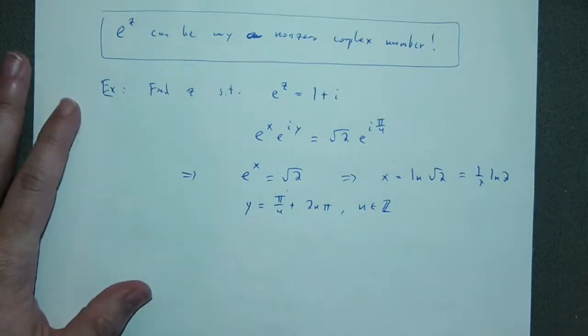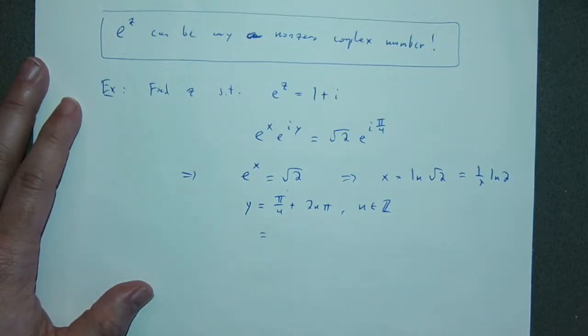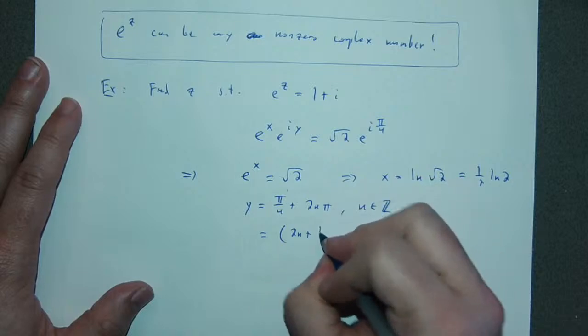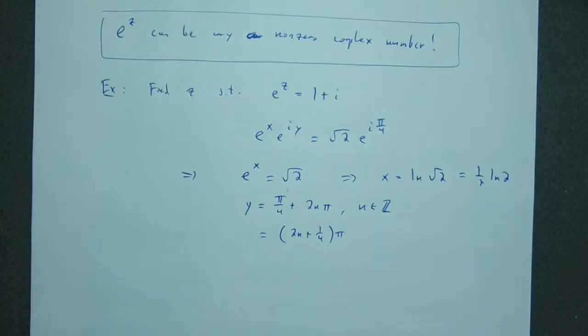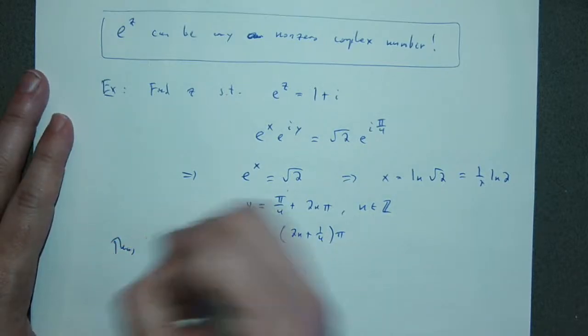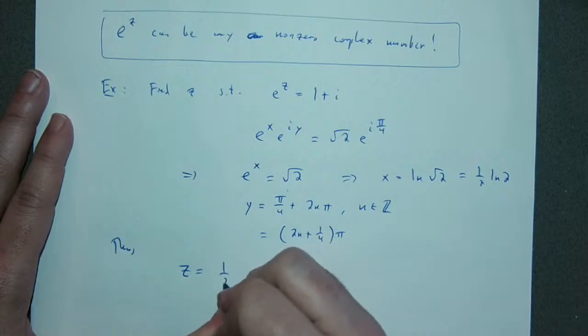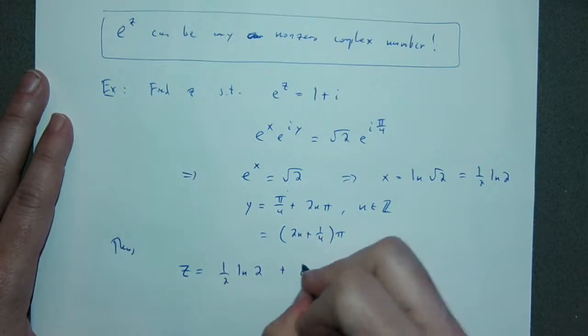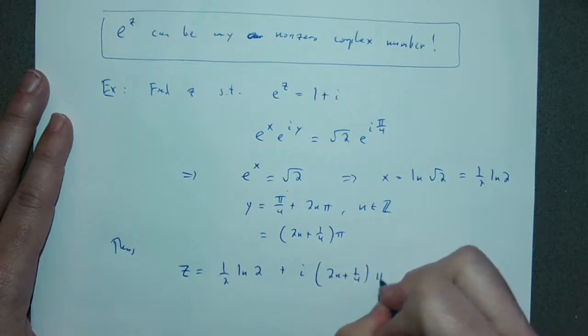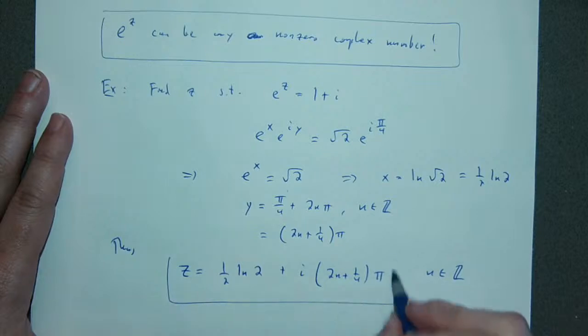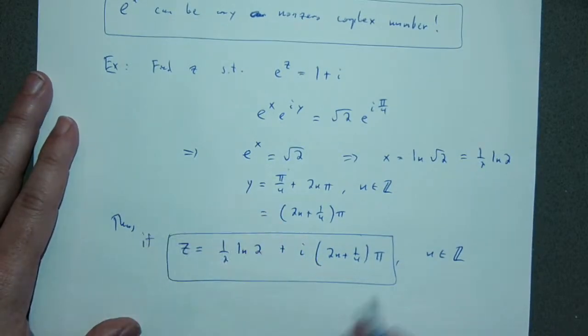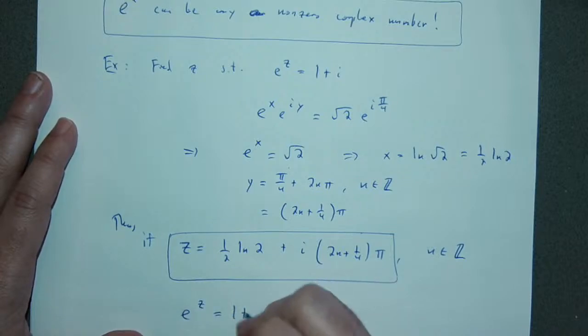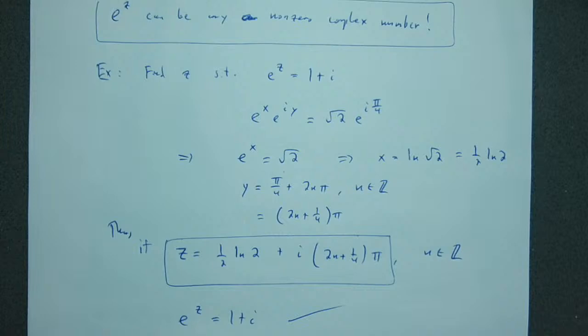Now, of course, I could factor a pi here and write y as (2n plus 1/4) times pi. Thus any z that looks like 1/2 natural log of 2 plus i times (2n plus 1/4) pi, where n is just some integer, works. So if z is equal to this thing, then e to the z is equal to 1 plus i. So this gives us a method for finding such a complex number.